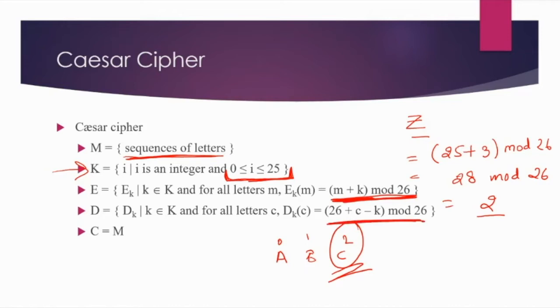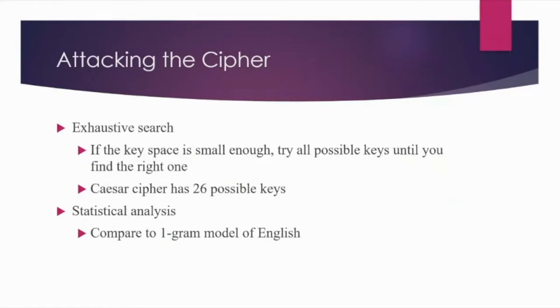And what is C? C is again a sequence of letters. So this is the Caesar cipher. If we talk about attacks, one possible attack is the brute force attack, an exhaustive search. How many possible keys are there in the Caesar cipher? 26 possible keys are there. So one possibility is to do an exhaustive search, trying each and every key, which is nothing but a brute force attack.